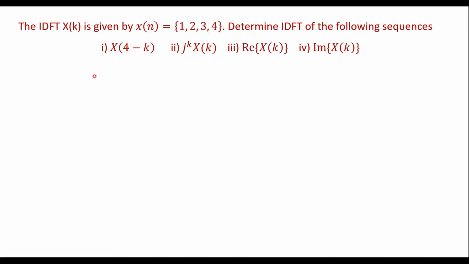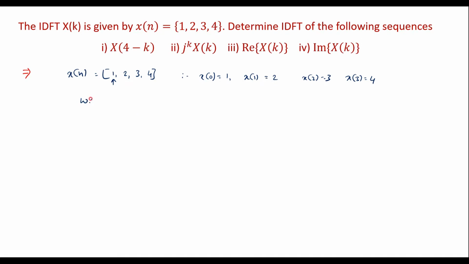In this video, I will consider one example on DFT. Determine the IDFT of the following sequences. We are supposed to find the IDFT of these four sequences. Here x of n is given, which is 1, 2, 3, 4. It means that I can write x of 0 is equal to 1, x of 1 is 2, x of 2 is 3 and x of 3 is 4.